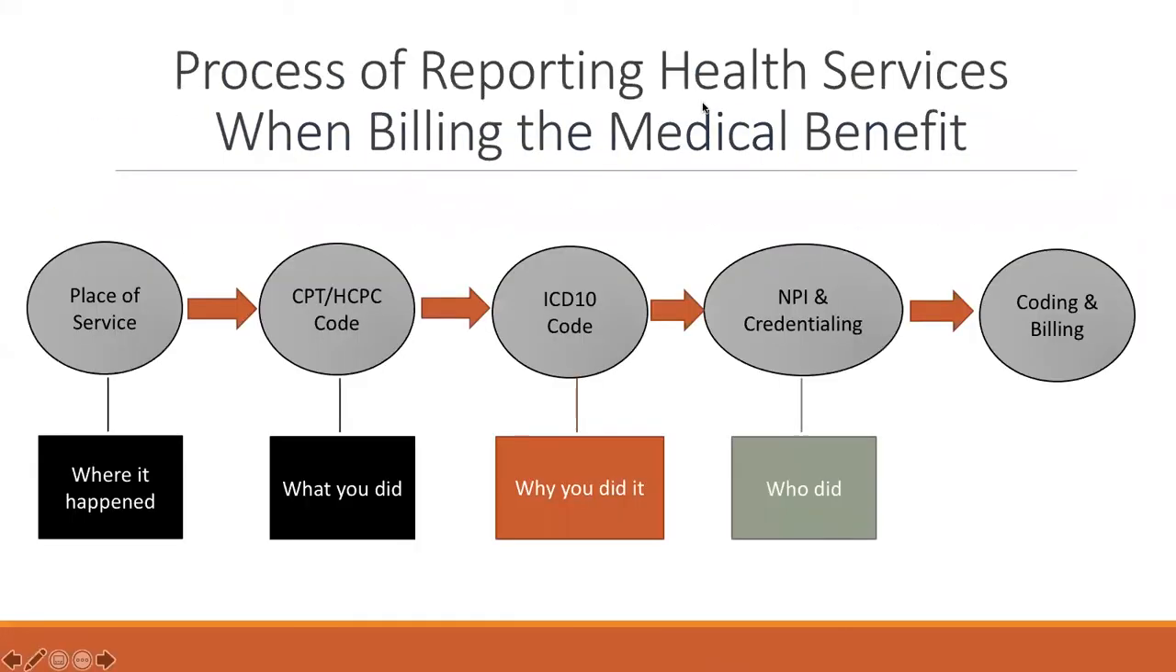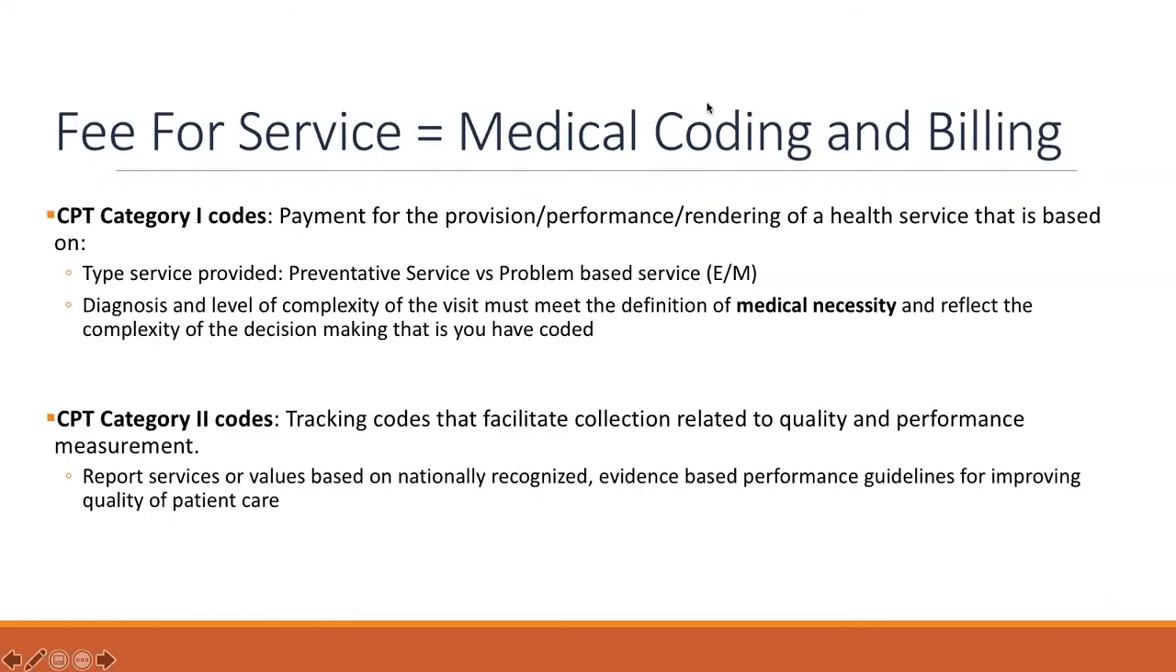So in medical coding and billing, when we are submitting a specific CPT code for reimbursement, we call that fee-for-service reimbursement. And again, this is just reiterating that the Category 1 CPT codes are submitted for a specific service being provided, and they are linked with a diagnosis and code a level of complexity for that visit, and the diagnosis attached to that defines the medical necessity of that service being provided.